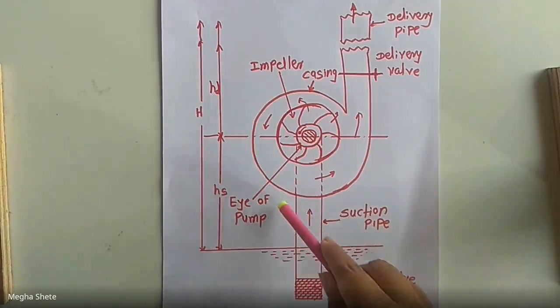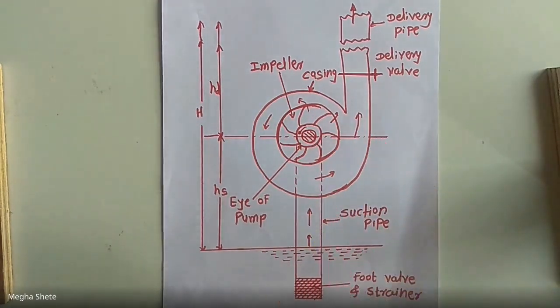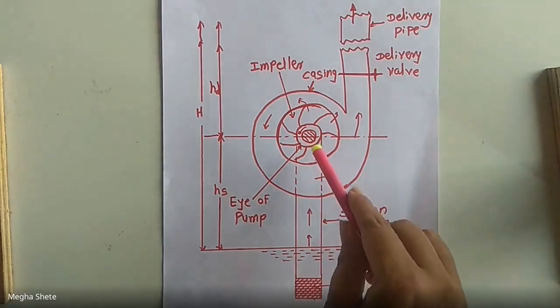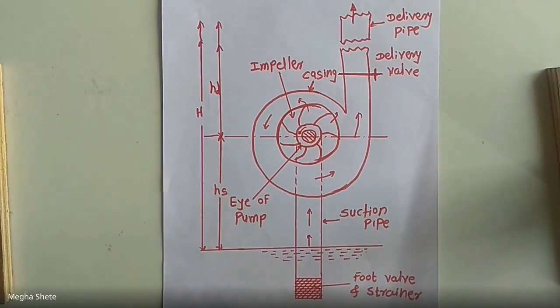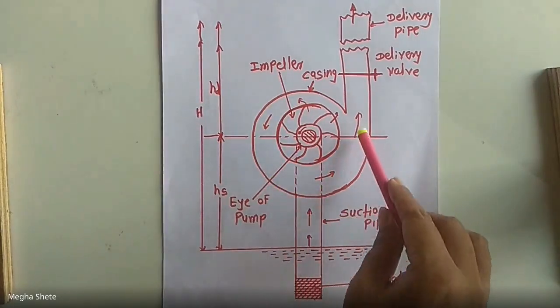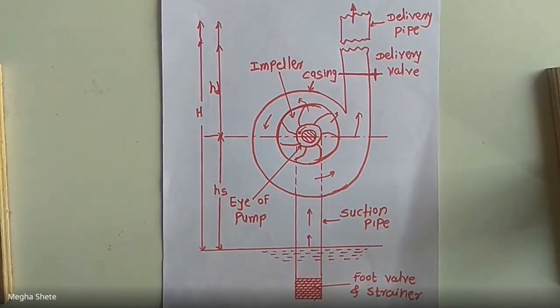This type of casing is called volute casing, which surrounds the impeller. It is a spiral type in which the area of flow increases gradually. As the area of flow increases, the velocity of flow decreases, and the decrease in the velocity increases the pressure of water flowing through the casing.